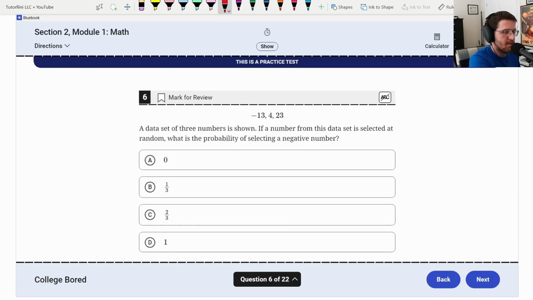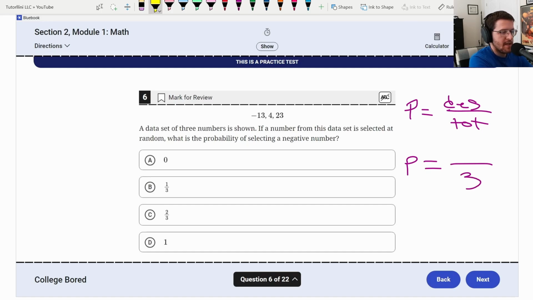Question 6. So probability is the desired outcomes over the total outcomes. There are 3 numbers in the list, so that means we have a total of 3. And it's asking about if we select a negative. There's only one negative number, so 1 desired out of 3 total. So the probability would be 1/3, which is answer choice B.